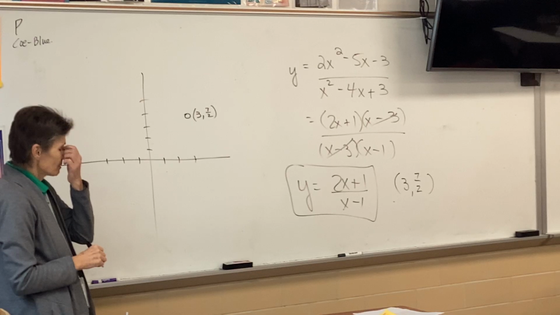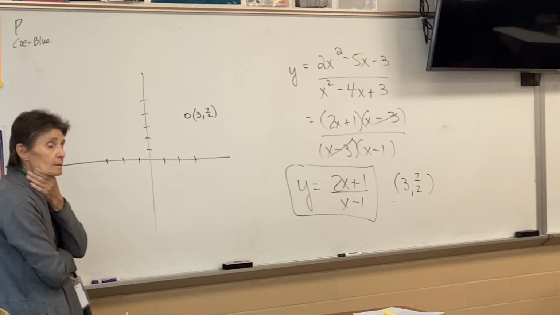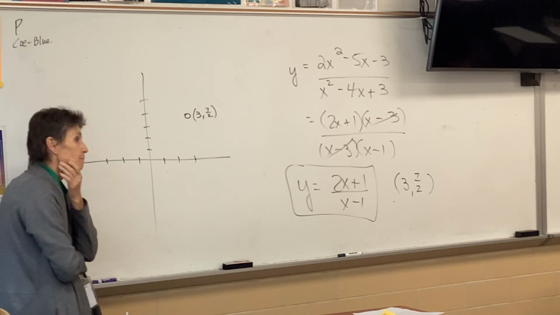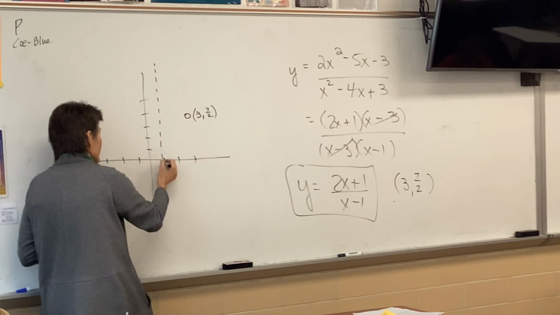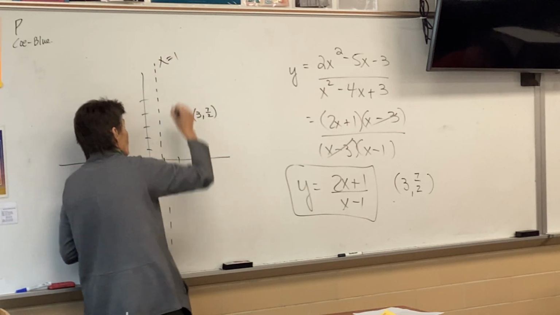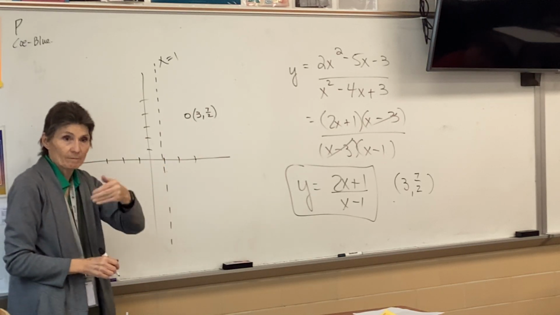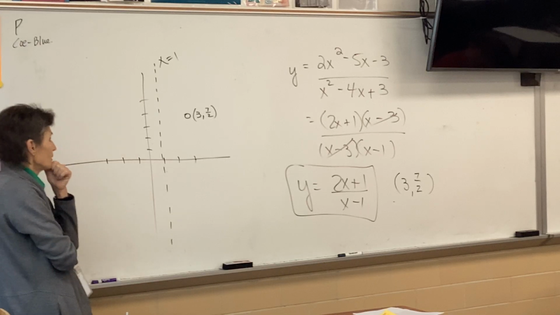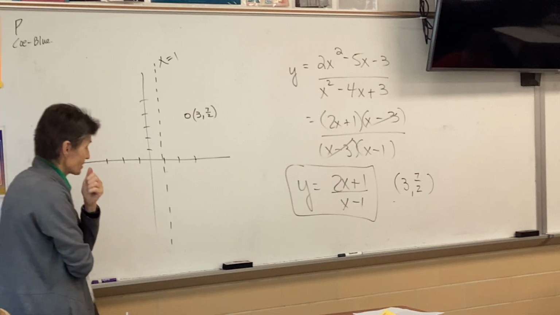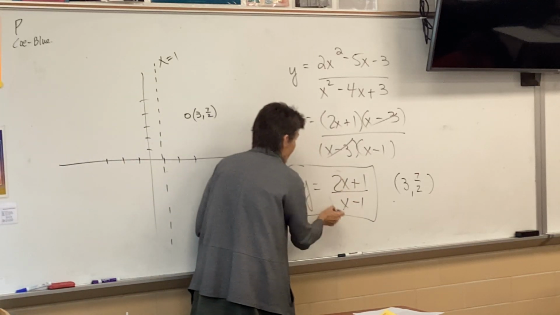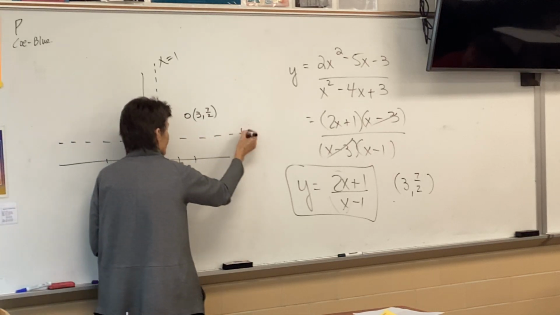Tell me what you notice. What do we got here? X equals 1, that's exactly right. I have a vertical asymptote at x equals 1 because vertical asymptotes come from my denominator. All right, what else do I have? Count our x's. So it looks like I'm gonna have a horizontal asymptote at 2.